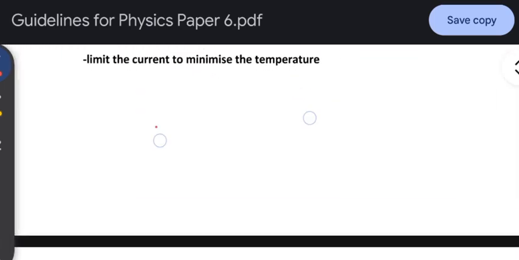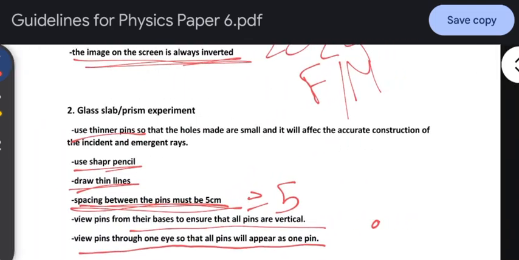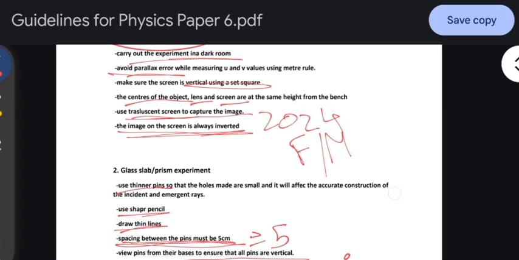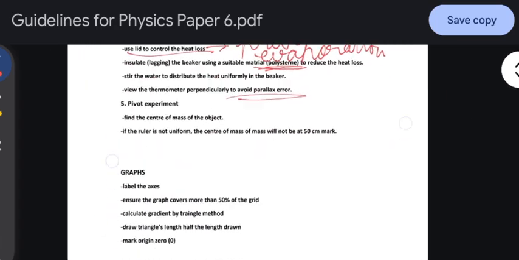If you notice, this parallax error is there in almost every question. See, avoid parallax error, and then here it's not there, but here again it is there, avoid parallax error. So this is something you can always write in your answer.